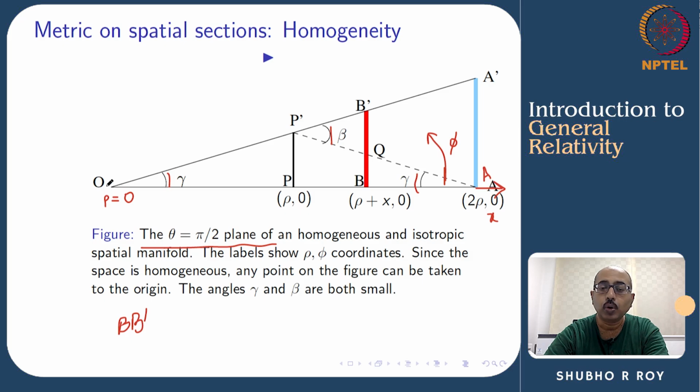First, if you regard O as the origin, then the rho coordinate for B and B prime will be given by rho plus x. Let's say this is rho equal to 0. This point P is at some value rho, and then A is at twice rho. So P is exactly midway between O and A. And then B is somewhere between P and A, so the rho coordinate is rho plus x.